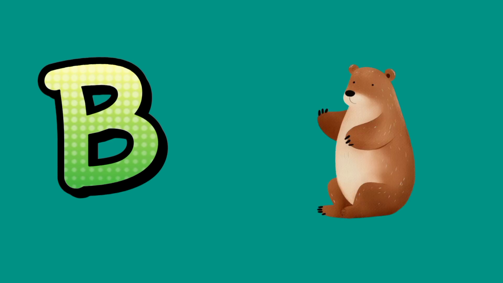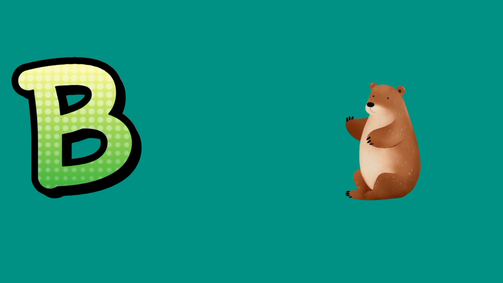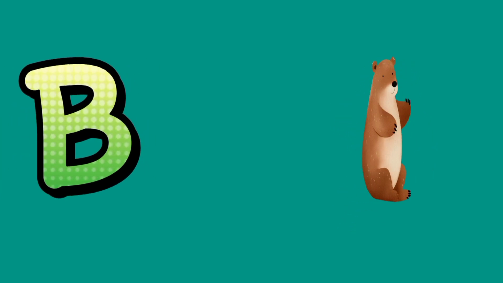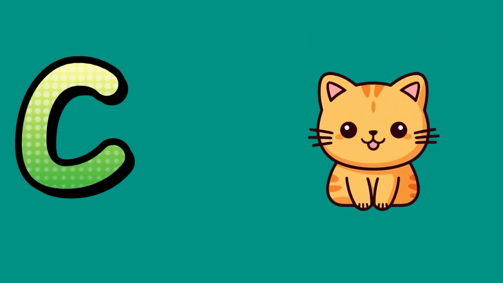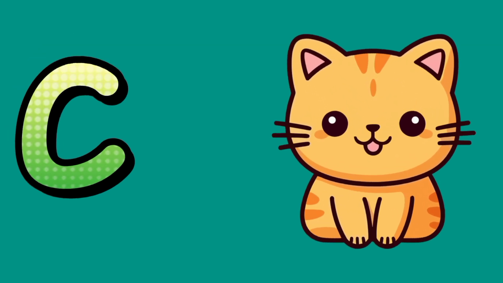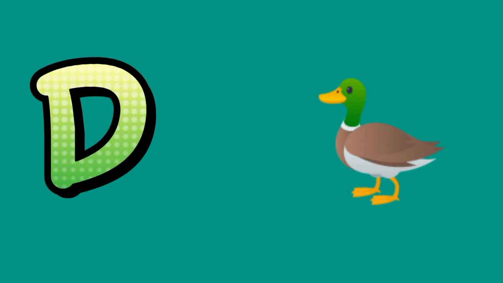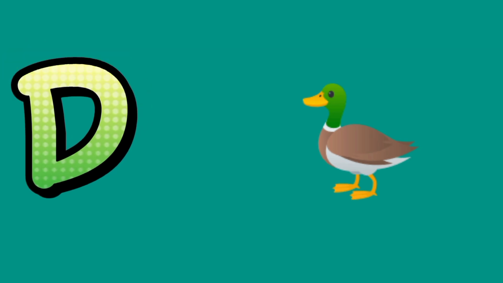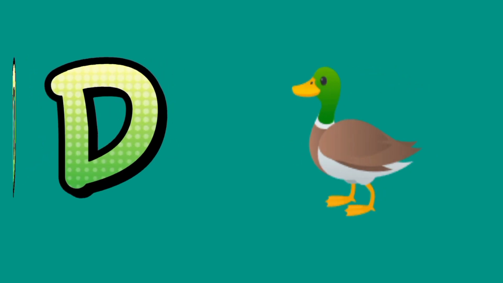B is for bear, B, B, bear. C is for cat, C, C, cat. D is for duck, D, D, duck.